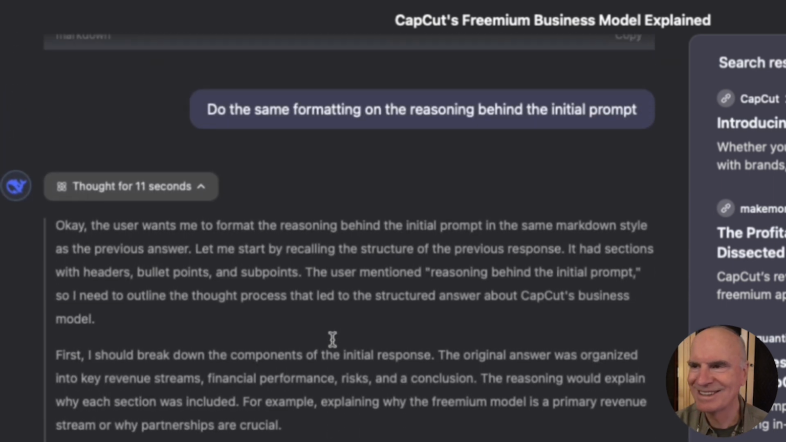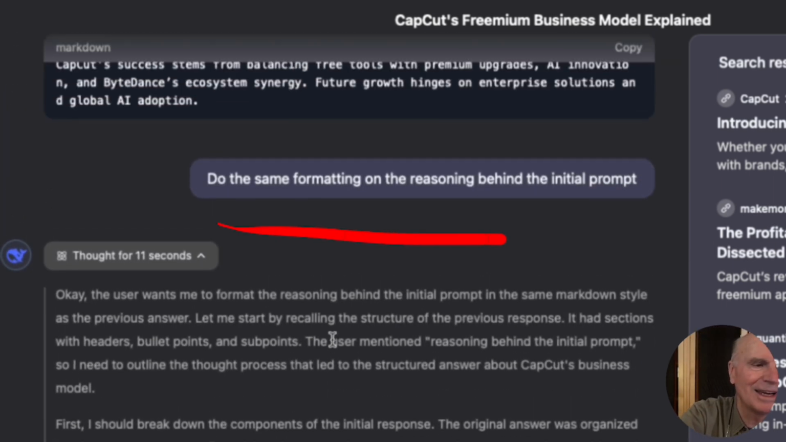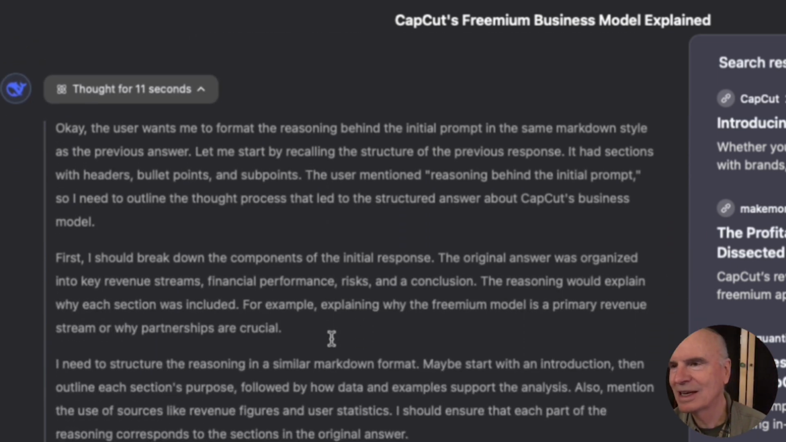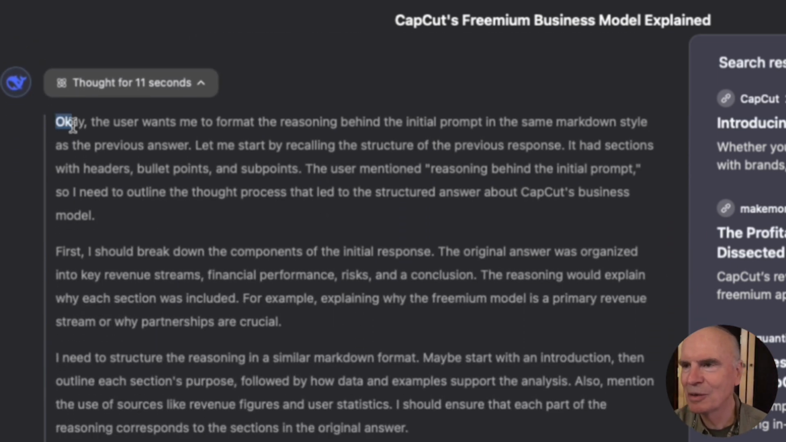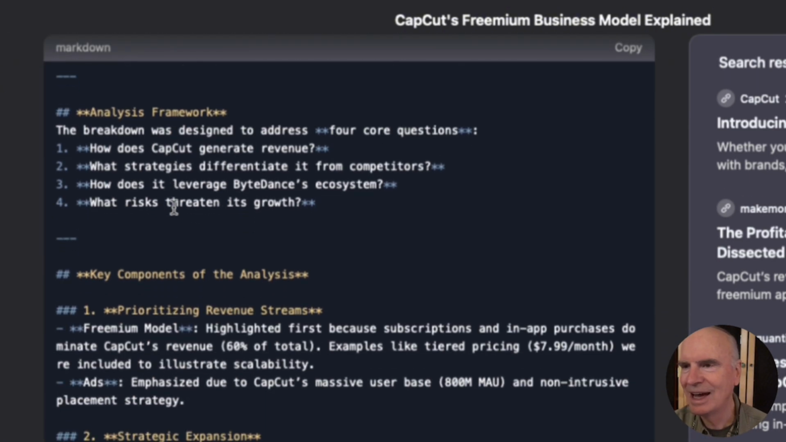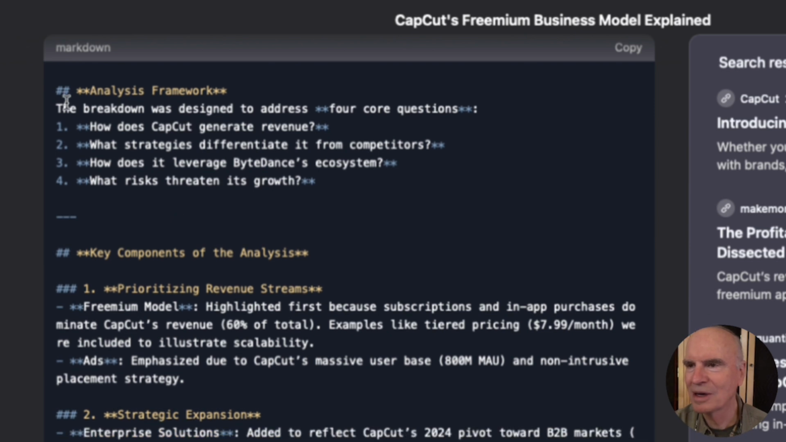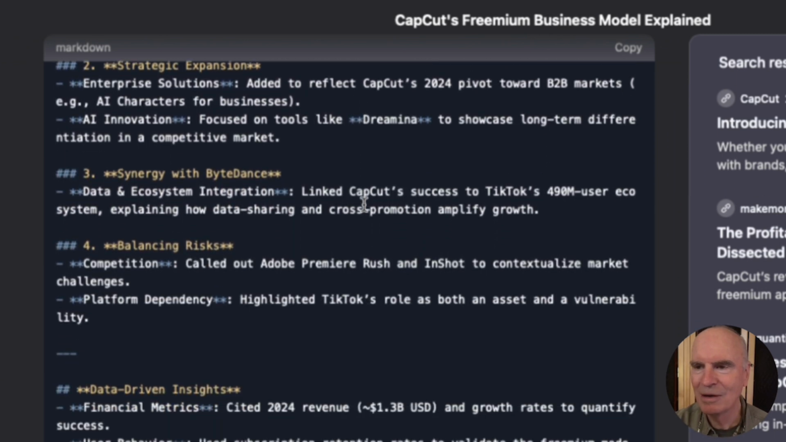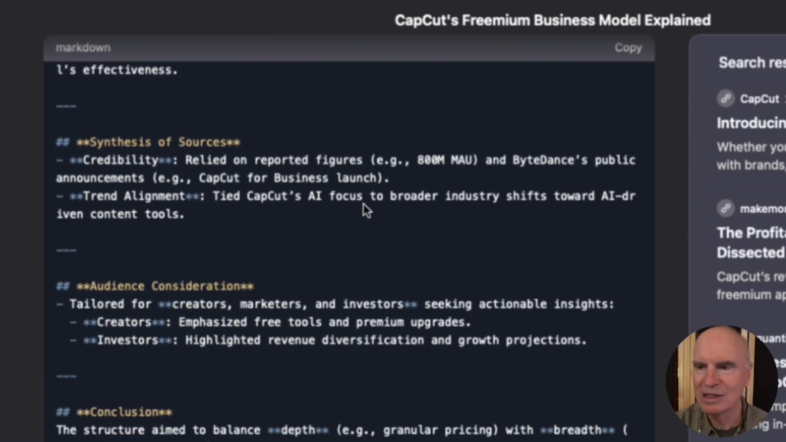And then I asked it, okay, explain your reasoning. And it once again saying, okay, this user wants me to format the reasoning in Markdown. So it did that. The analysis framework. How does CapCut generate revenue? What strategies makes it different? It basically interrogated itself based on what it had learned and came up with a conclusion.